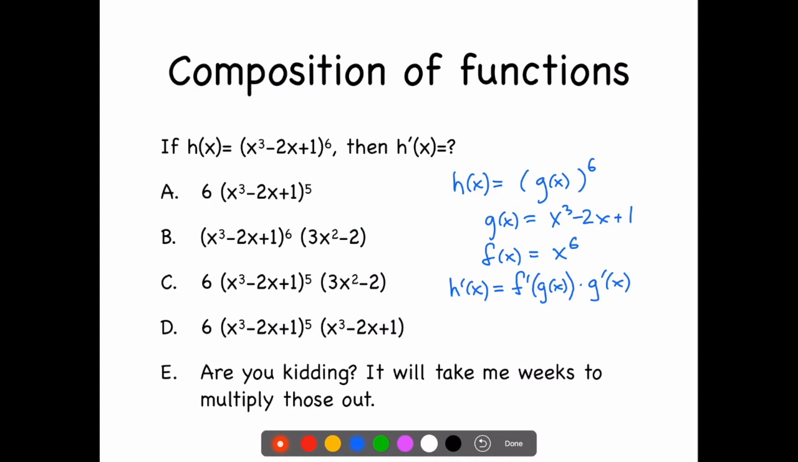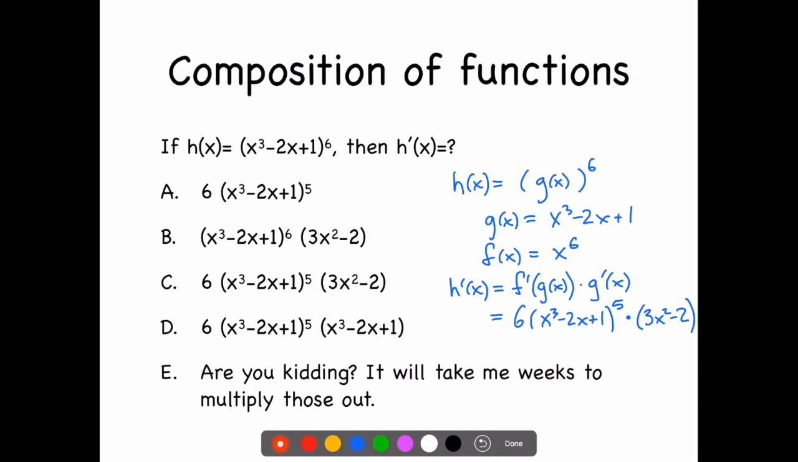So f prime of x is 6x to the 5th. That's the power rule. And in the brackets, I plug in x cubed minus 2x plus 1, which is g of x. But now I have to multiply by the derivative of g. The derivative of g is 3x squared minus 2. Again, both of those are by the power rule.